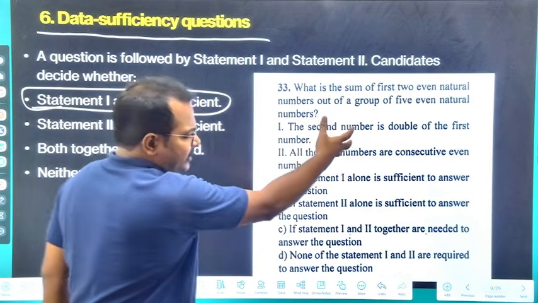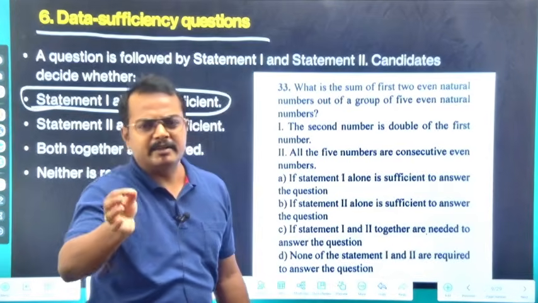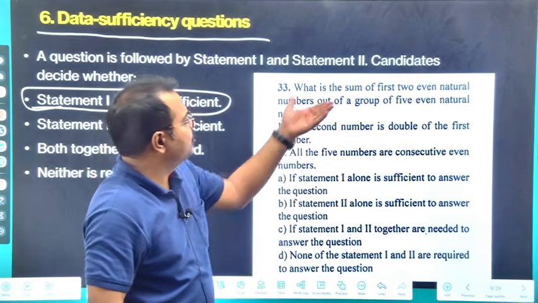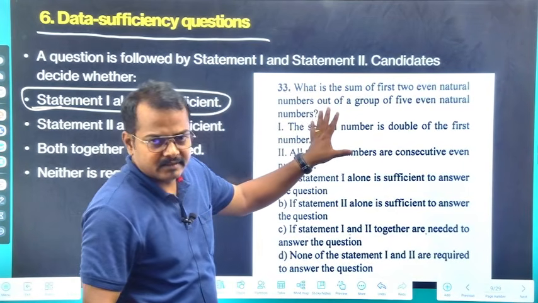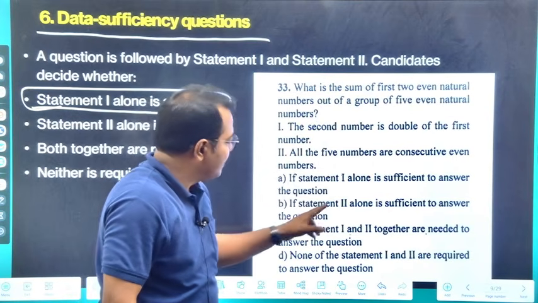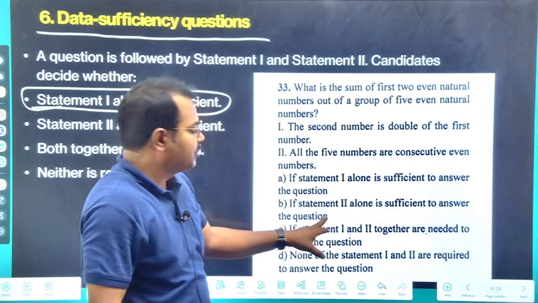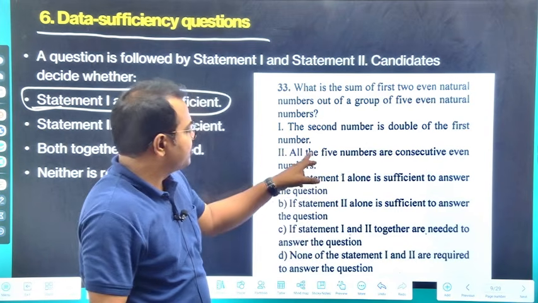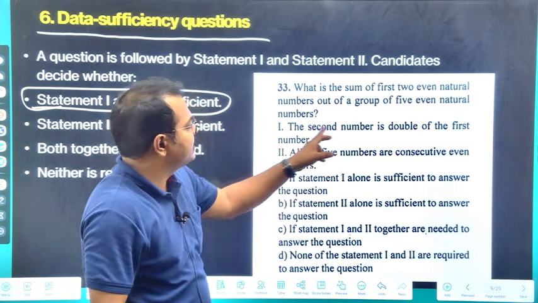Whatever is written, the conclusion is that statement 1 alone is sufficient, or statement 2 alone is sufficient to answer this question. There are 2 statements. All the 5 numbers are consecutive numbers. The second number is double 4.